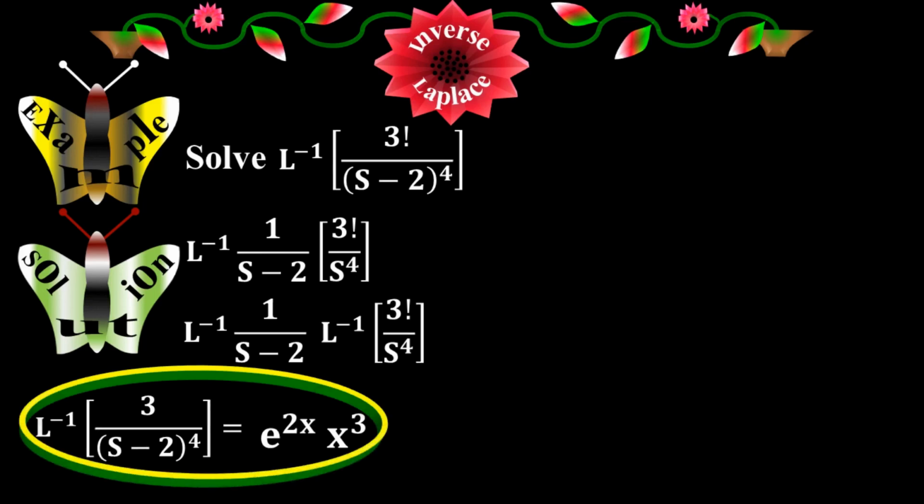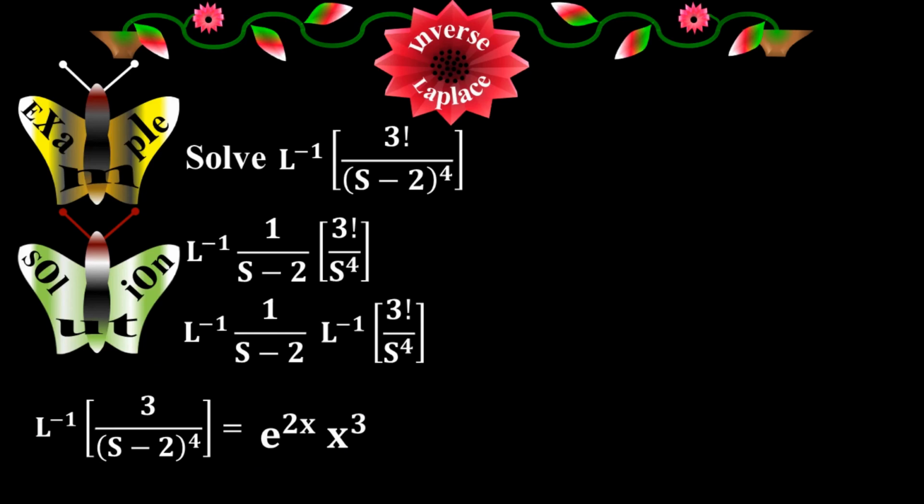So the inverse Laplace of 3 factorial over s minus 2 to the 4 equals e to the 2x times x to the 3. What I did here, I changed the given function, which was the combination of two different subfunctions, from s domain to exponential function and algebraic function. That's what we do in inverse Laplace, to change the equation from s domain to another form.